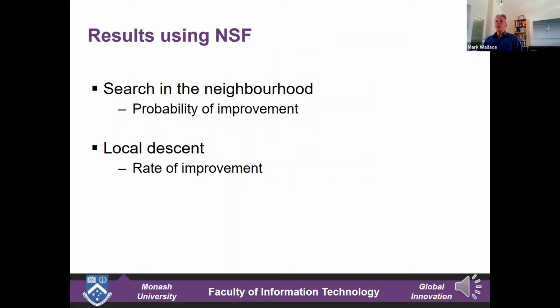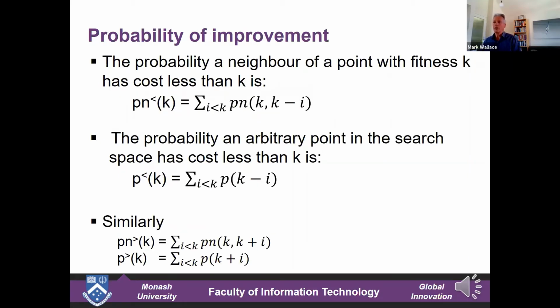So using the NSF property, what we're going to look at is searching in the neighbourhood of a point and the probability that that neighbour is going to be an improvement on the current point. And the second result, we're going to look at local descent, where we actually take the neighbour if it's better and then start from there. So it's a hill climb or a local descent. So first, we'll call the probability of improvement Pn less than K. So that's the sum of the probabilities of neighbours having fitnesses better than K.